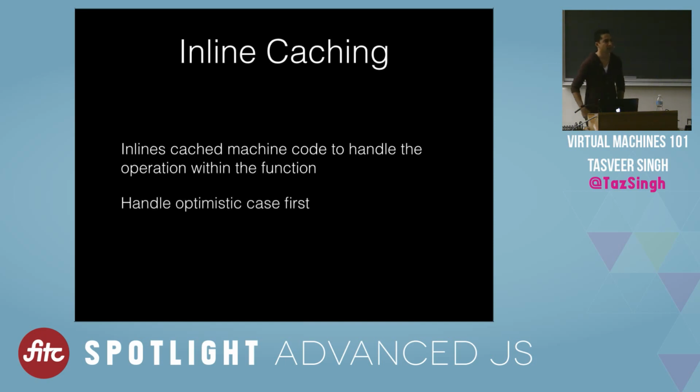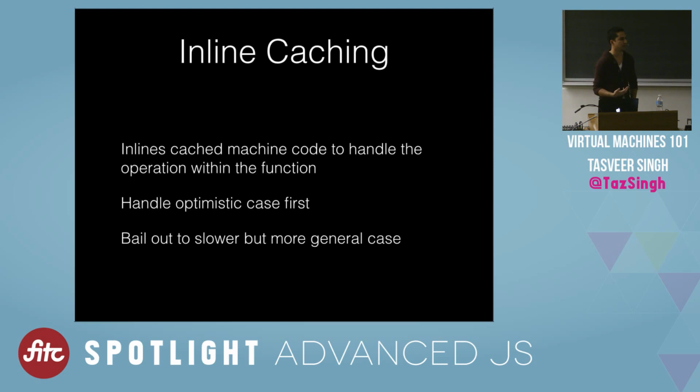It handles the optimistic case first. So as I mentioned before, JavaScript is incredibly dynamic. You could have things be an integer one minute, and the next minute it's a string, right? It can change at runtime quite extensively. So generally what inline caches do is handle the optimistic case first, the case where they're both integers. And then if that assumption fails, it'll bail out of that optimization into a slower but more general case, which handles potentially more types.